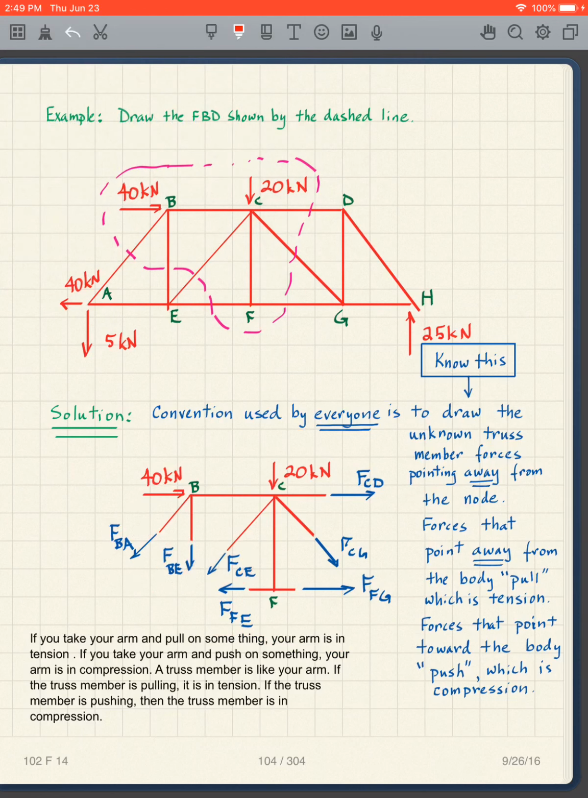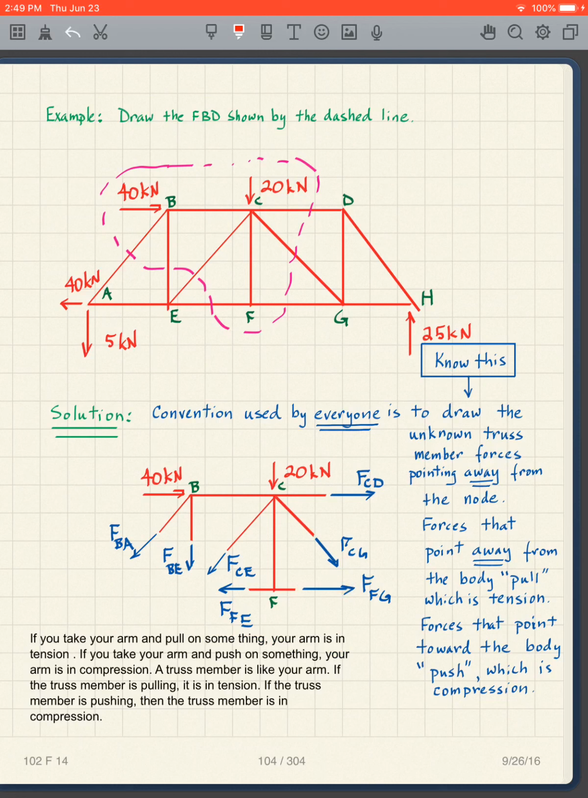So in other words, don't draw it that way. Don't draw it that way. There's nothing wrong with doing it. It's just that nobody does it that way. So don't draw them toward the truss member. Don't do it in reverse like that. Everybody, this is the convention, and you need to follow the convention. Like I say, I'll take points off if you don't do it this way. You need to draw these away. Away is pulling. Away means tension.